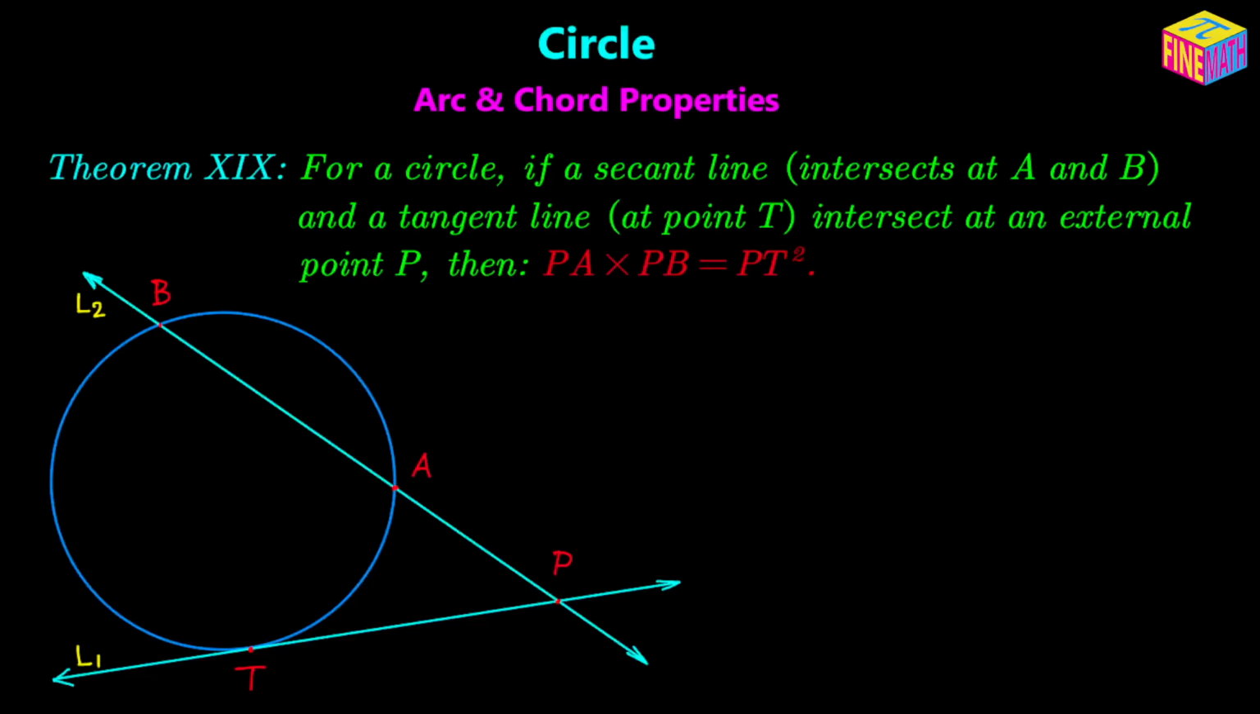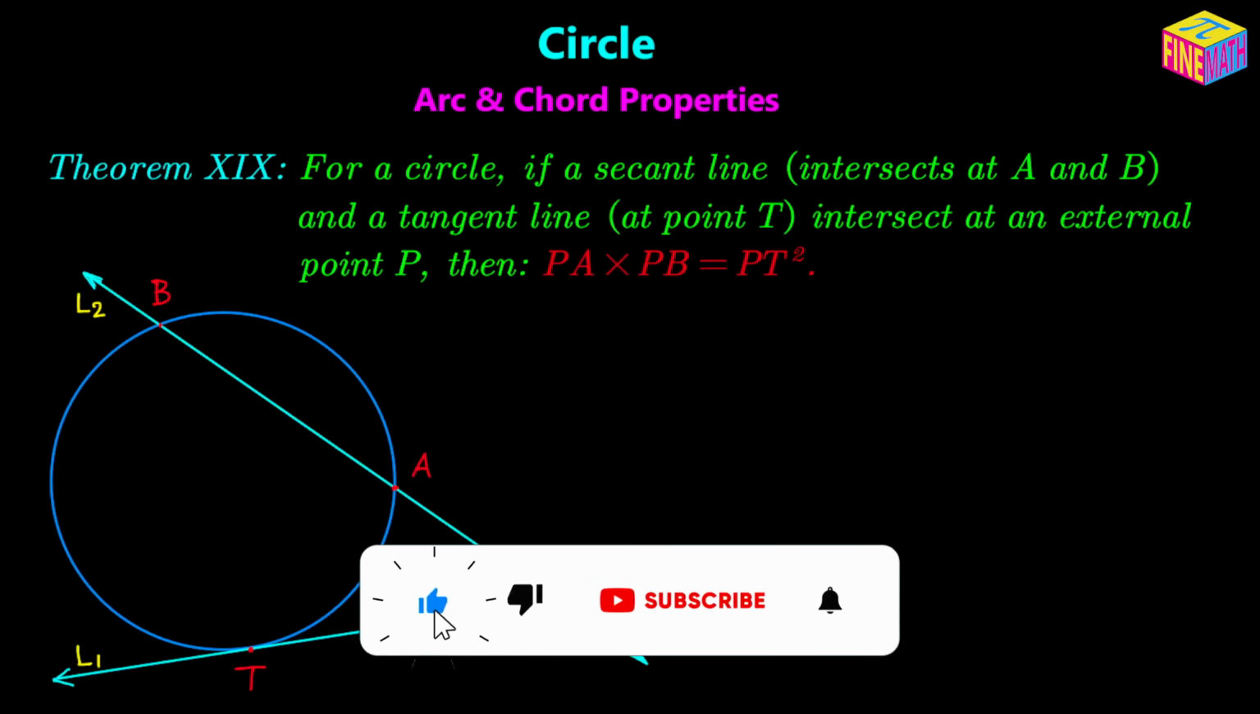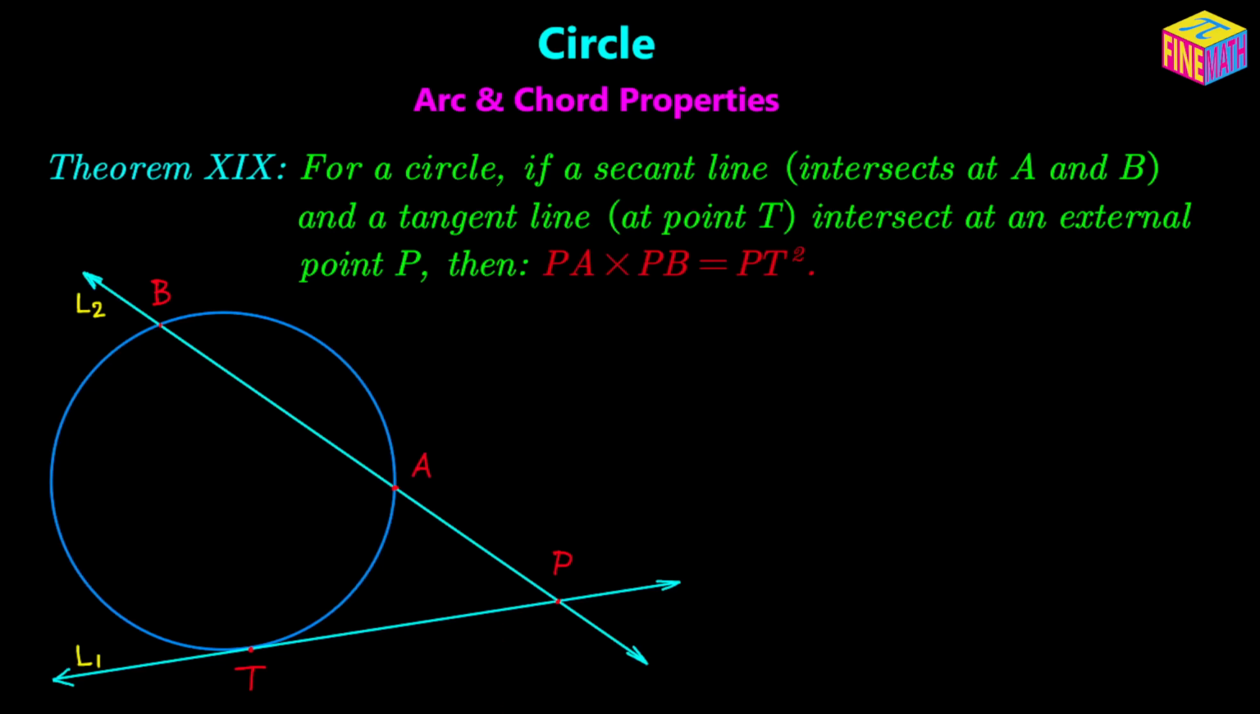Hi everyone, in this video we are going to discuss theorem number 19 from the geometry of circles. The theorem says, for a circle, if a secant line which intersects the circle at points A and B and a tangent line at point T intersect at an external point P, then PA times PB will be equal to PT squared.